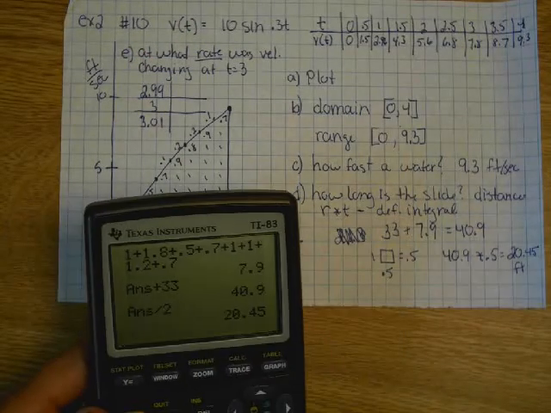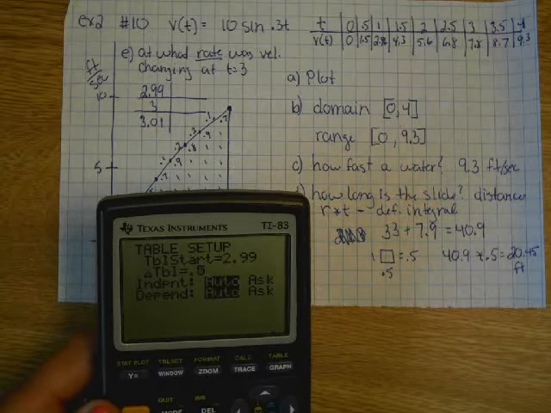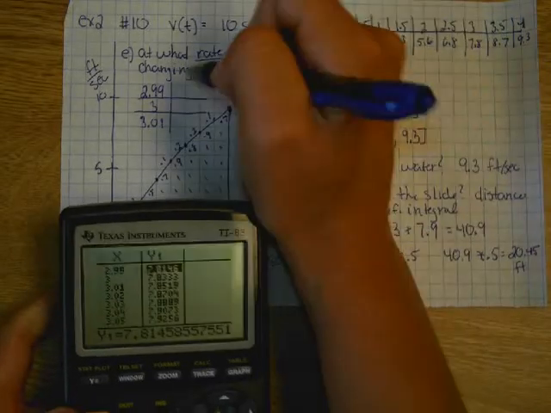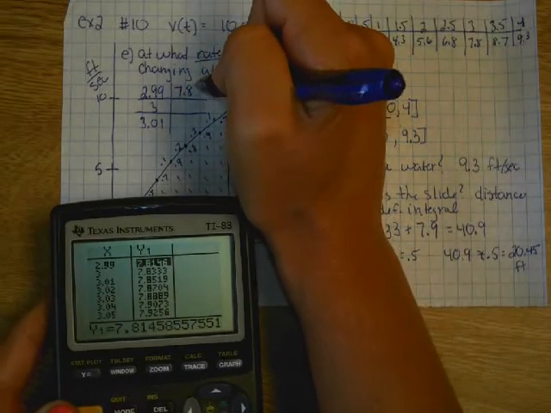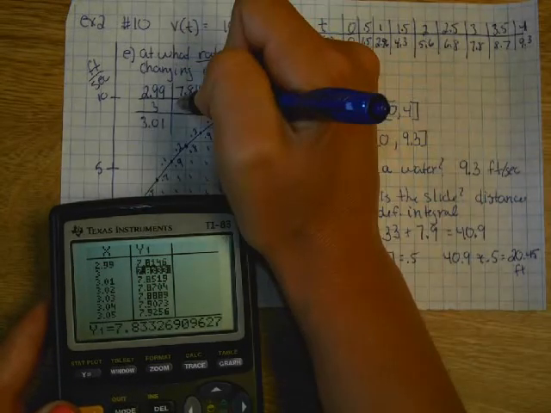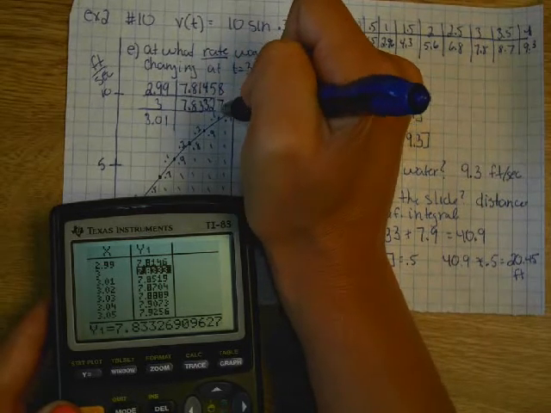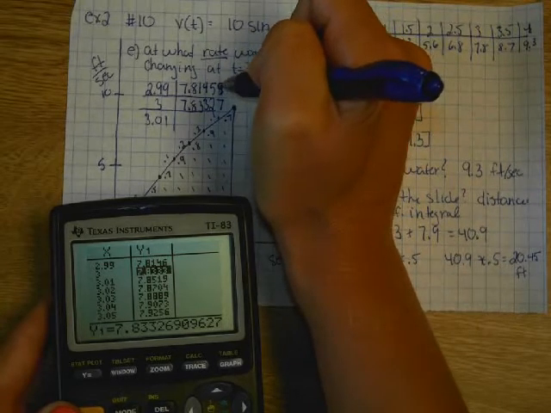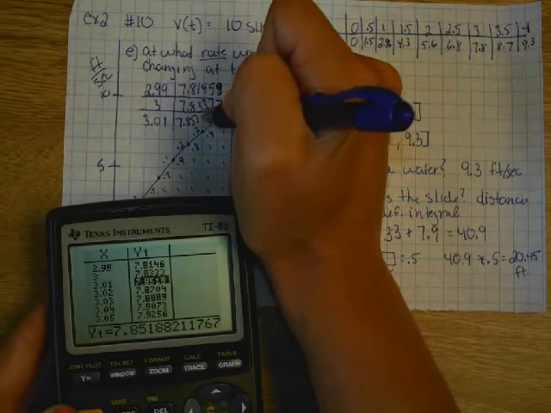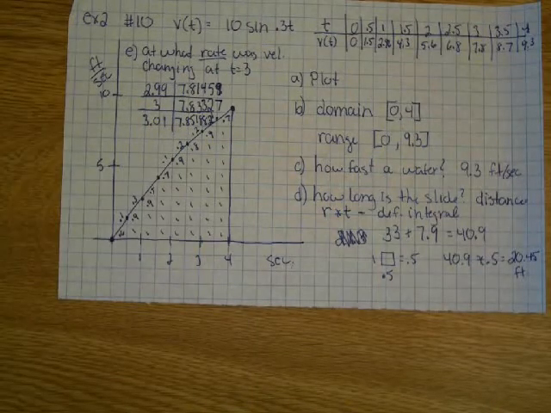Okay, I'm going to use my table features, the table set. I want to have it start at 2.99 and go by 0.01. Now when I go to the table, all those values are going to be there. So 7.81458, 7.83327. Oh, did I miss this? I think that should have been a 9 on the rounding. And then the 3.01, 7.851882. Kind of ran into my stuff. I should have had a bigger piece of paper. Okay, but you know what to do from here.